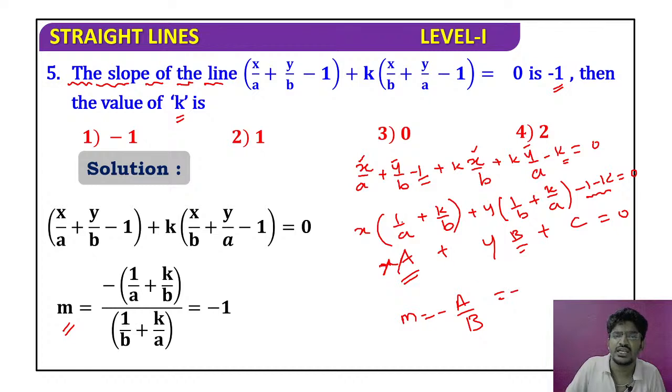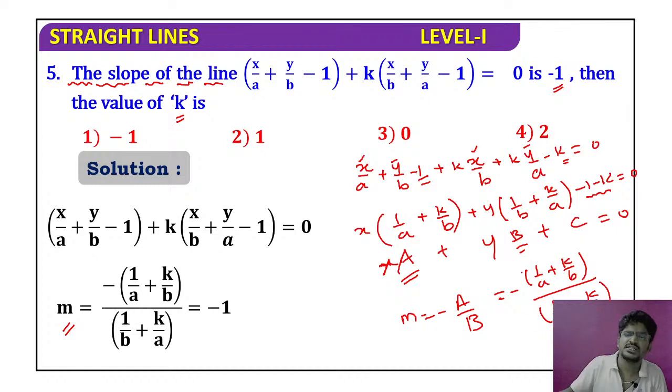Now you can see that this is 1 by a plus k by b divided by 1 by b plus k by a. So this is the slope, minus a by b form, that I have written here directly. So you also have to be very perfect. You also have to write this directly. Then you can be very quick in solving all these problems. Okay. So no problem. Once you get your m value, you can simplify this equation.